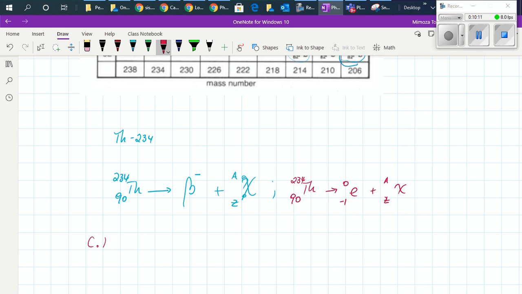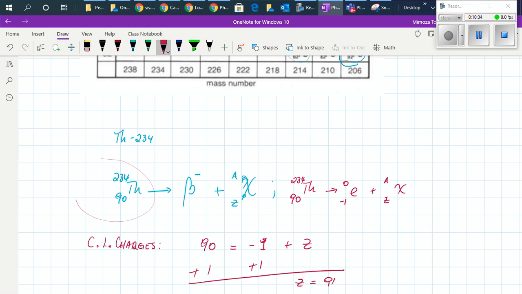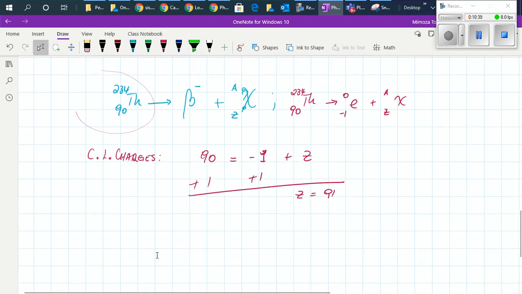When we apply the conservation law of charges, the charge on the parent side, which is only thorium, 90, is equal to negative 1 plus Z. Adding 1 to both sides, Z equals 91. When we take a look at the periodic table, at place 91 is protactinium, so Pa.